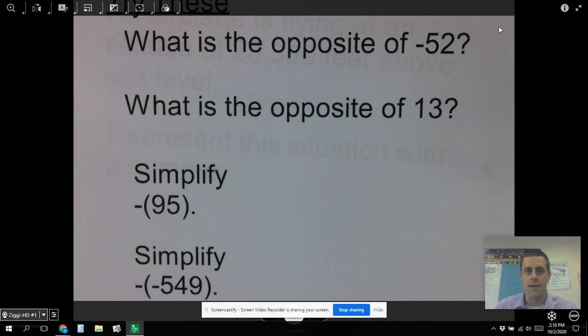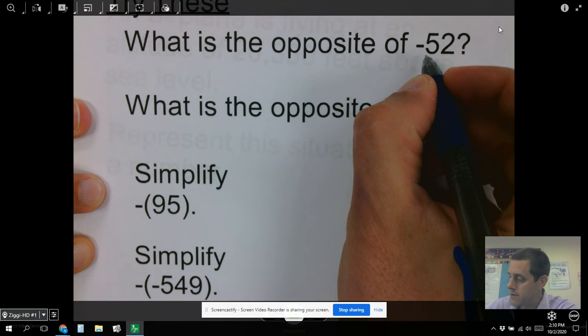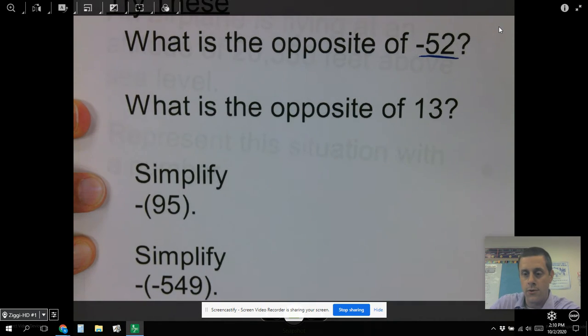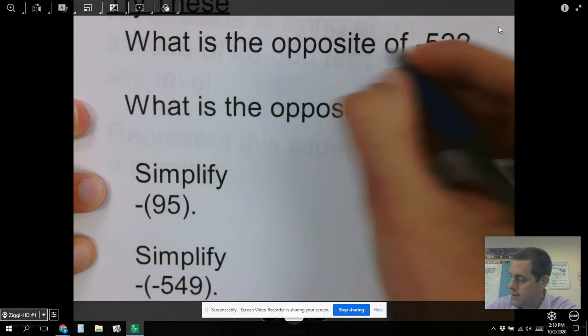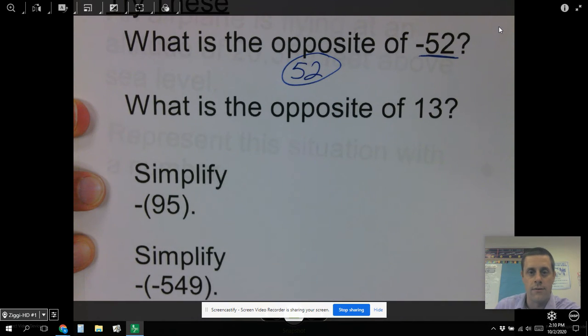Hopefully you gave yourself enough time to complete all the problems on the screen. Let's go ahead and go over them together. Number 1, what is the opposite of -52? -52 is 52 units to the left of 0, so the opposite would be 52 units to the right of 0, and in that location you would find +52.